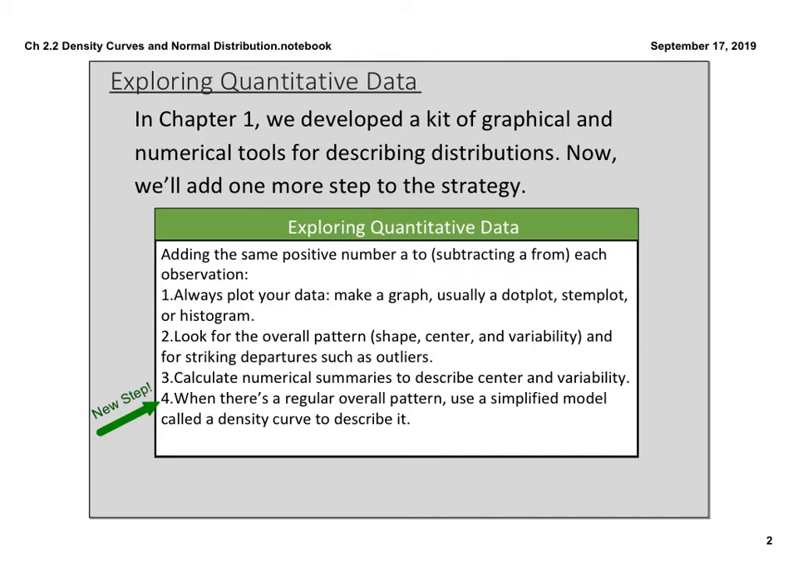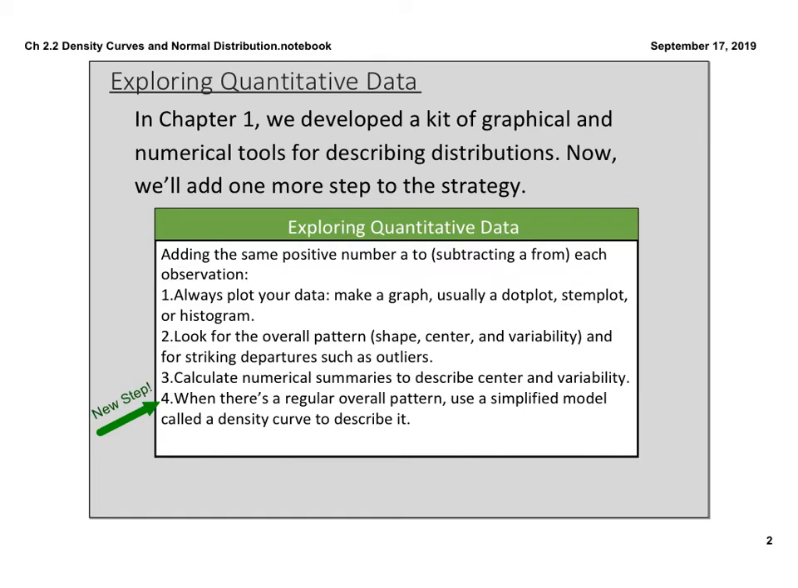When we talked about quantitative data back in chapter 1, we looked at a bunch of different ways to graph it. We talked about dot plots, histograms, and stem and leaf plots. There's a lot of different ways to make a graphical representation of quantitative data, okay? What we want to get into in section 2.2 is turning that data into a density curve, okay?